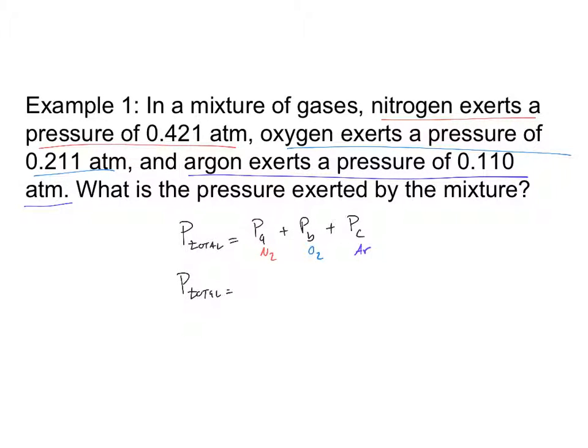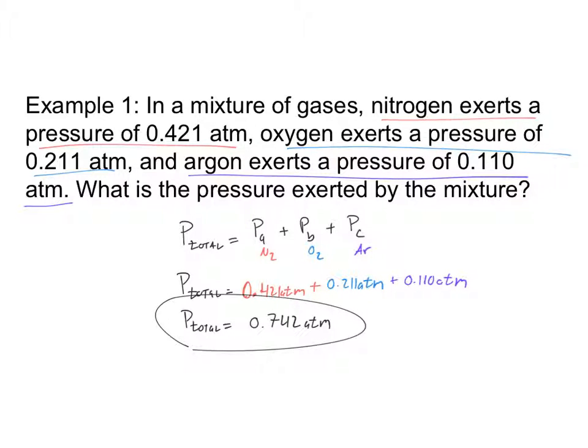So when we want to find the total, we would take the pressure of nitrogen, which was measured to be 0.421 atm, plus the pressure of oxygen, which was measured to be 0.211 atm, plus the pressure of argon, which was measured to be 0.110 atm. And so we simply just add them up, and you get a value for the total pressure of the system to be 0.742 atm. So when we talk about Dalton's law of partial pressure, that's all that this is really asking us.